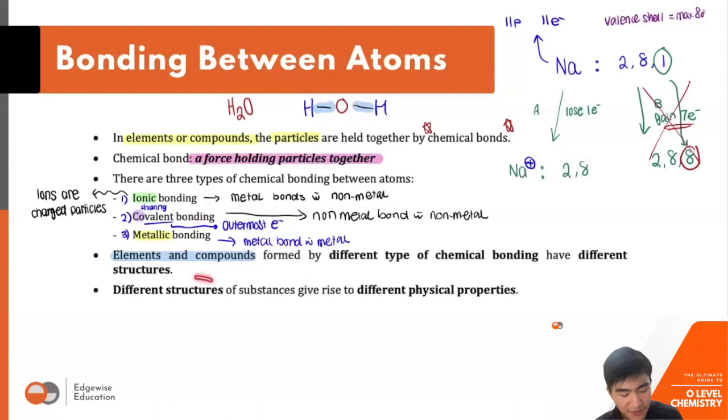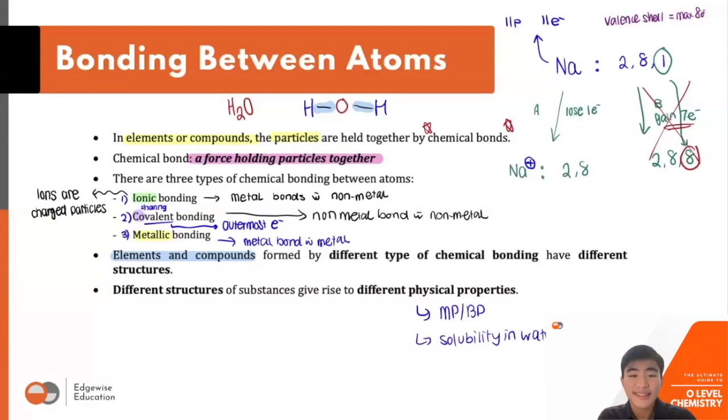Different structures of substances give rise to different physical properties. What are physical properties? Very simple. For example, melting point, boiling point, and solubility in water: if I put it inside water, will it dissolve?